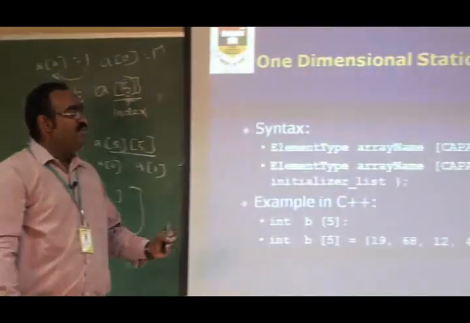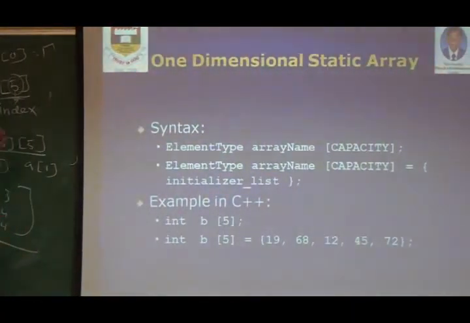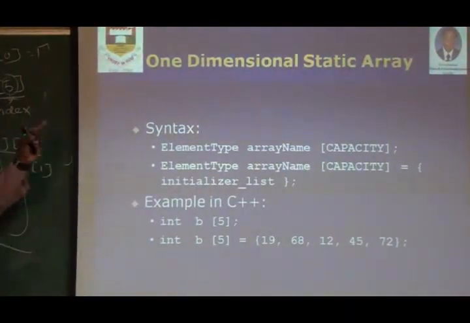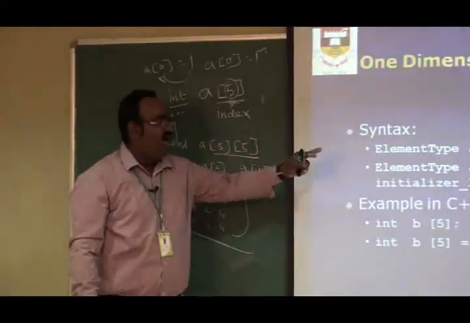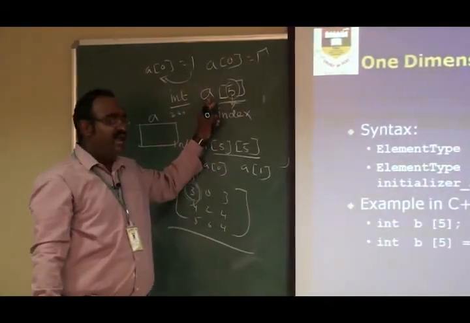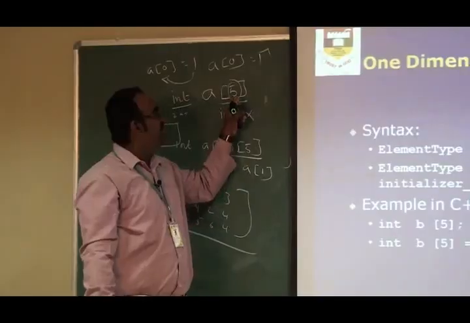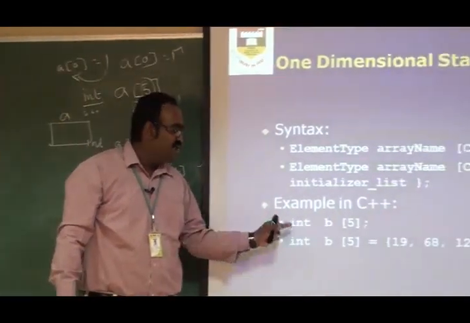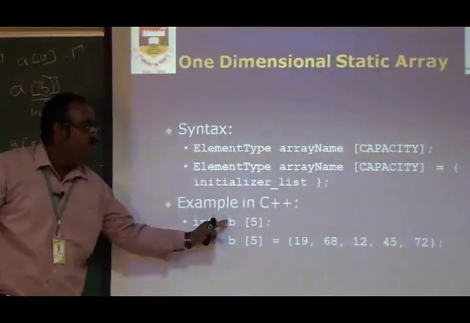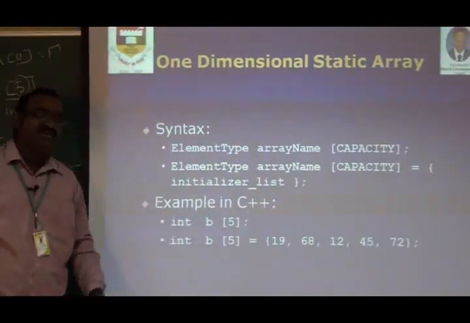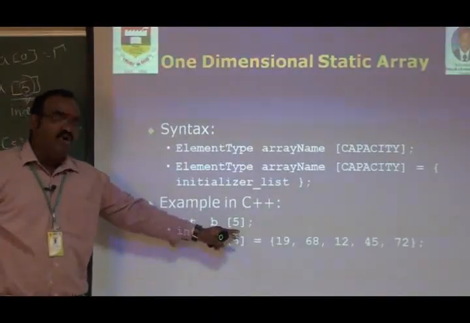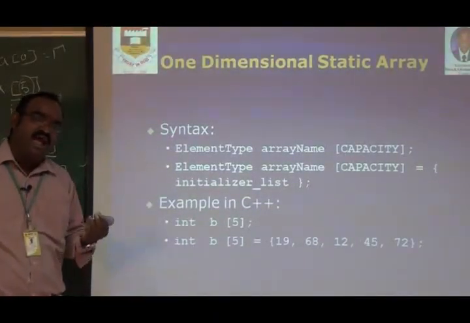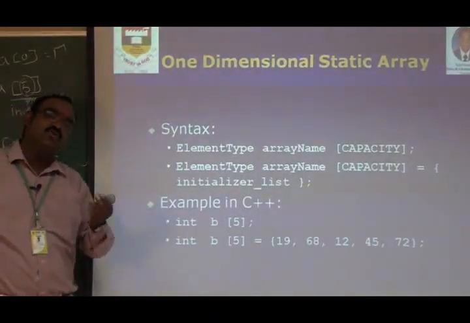So this is the syntax of a one-dimensional static array. We have the element type, integer, and the array name, which is A, with the capacity of 5 inside the square brackets. For example in C++, int is integer and b is the array name with a capacity of 5. So with integer b of 5, b is an array having 10 bytes which can store 5 elements.